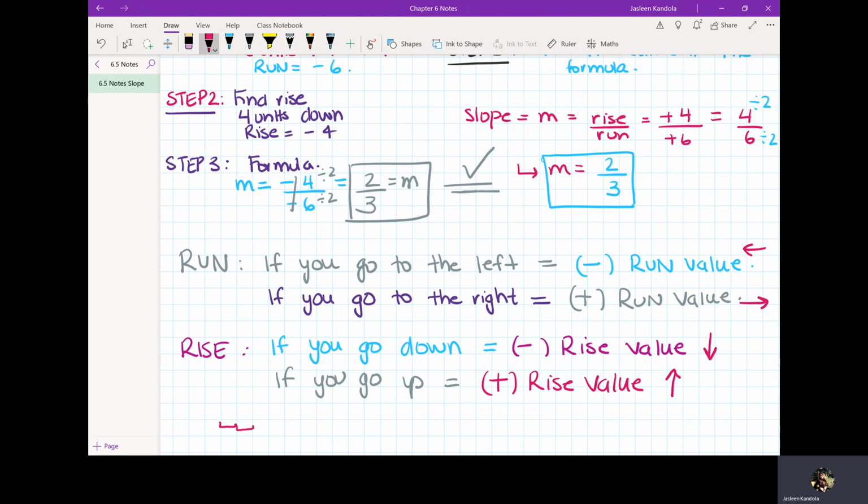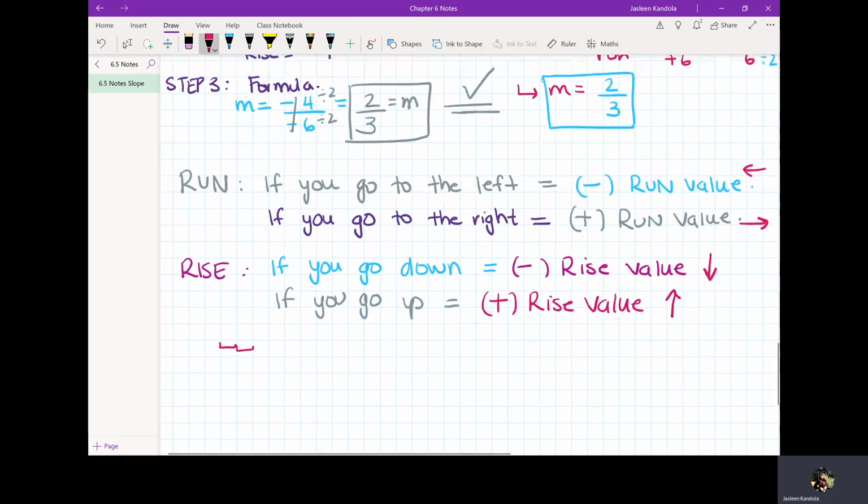Something to remember is that, as you can see here in my final answers for m, for slope, we have no units at the end. So a key thing to remember is slope has no units.